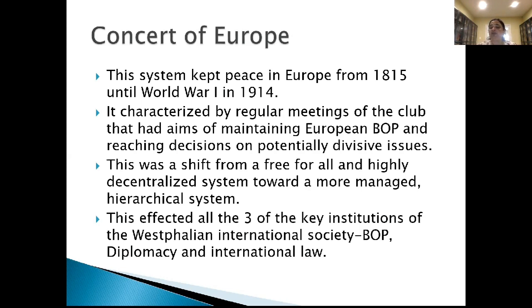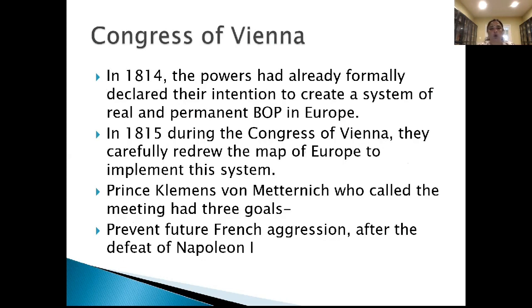And there was a shift from a free for all and a highly decentralized system to a more managed hierarchical system in international relations. And they set up 3 key institutions of the Westphalian international society. What was it? 1, balance of power. 2, diplomacy. And 3rd, international law.